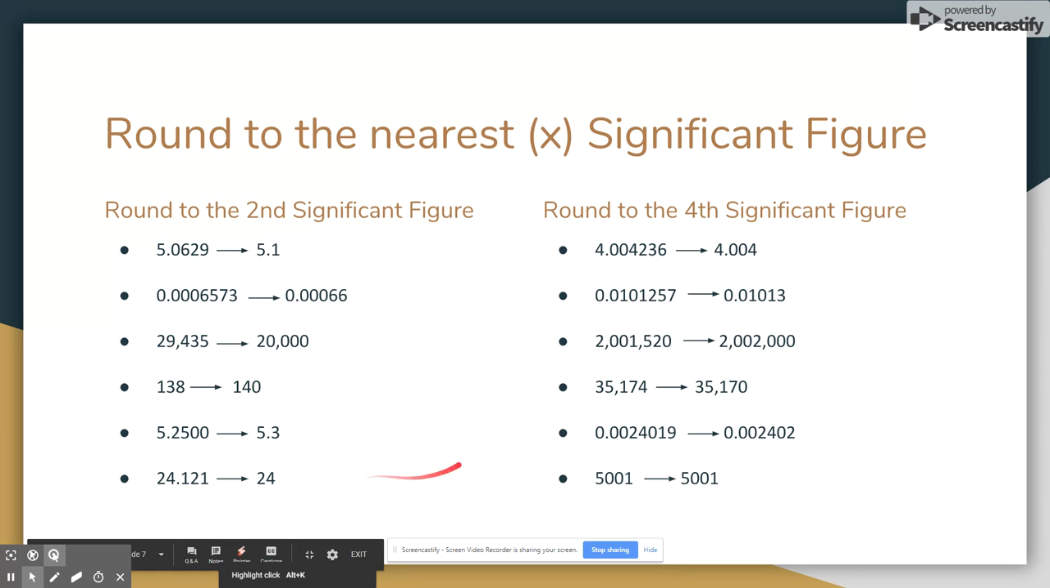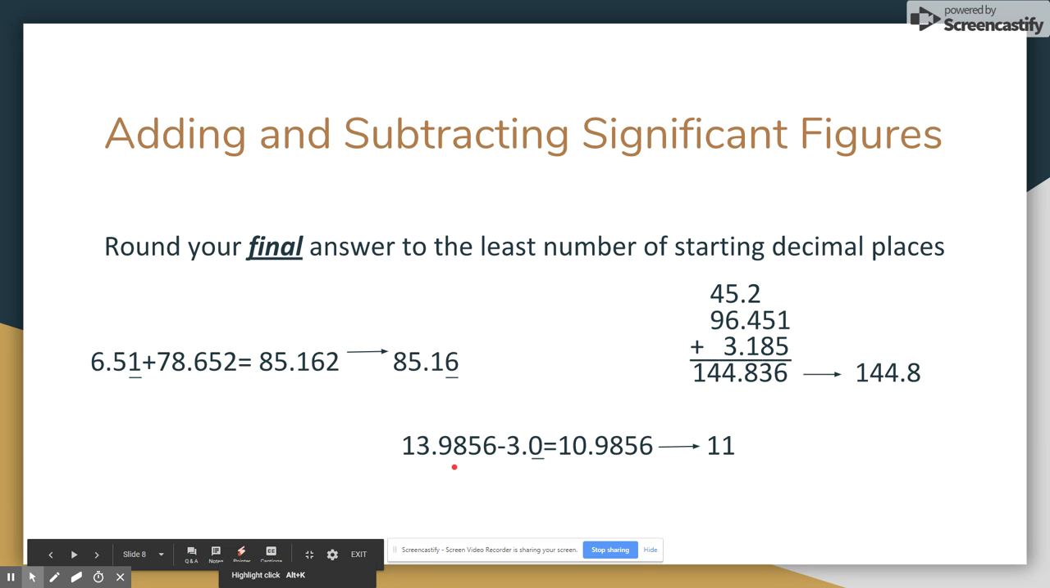And here are your answers. Okay, so now adding or subtracting significant figures. When you add or subtract sig figs, you want to round your final answer to the least number of starting decimal places. The reason I say final is because throughout an experiment you'll do several equations, but when you get your final answer, you don't want to round in between your small equations.